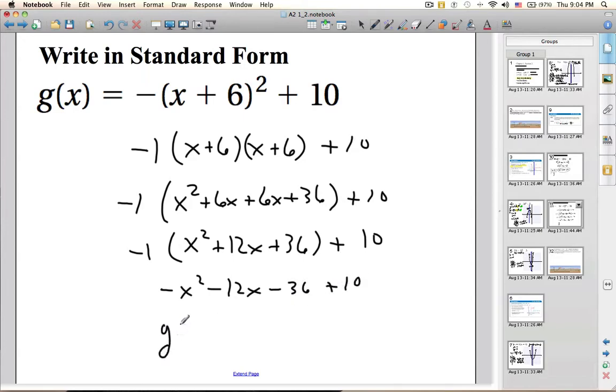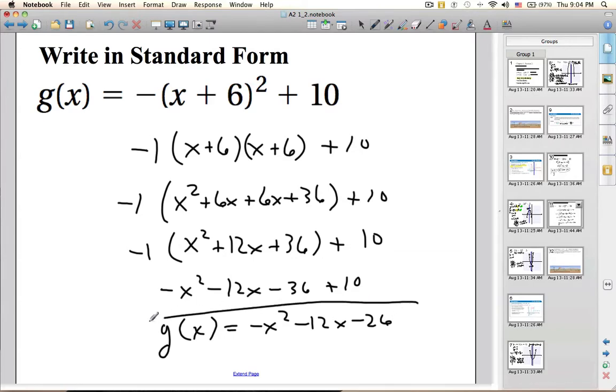So I'm going to get g of x. Remember, that's basically the same as saying y, but it's in function notation. Negative x squared minus 12x, and negative 36 plus 10 is minus 26. So if I take this vertex form and put it into standard form, this is the result.